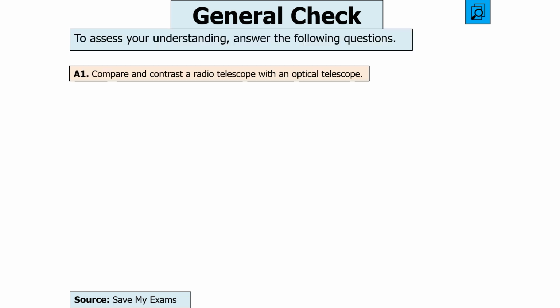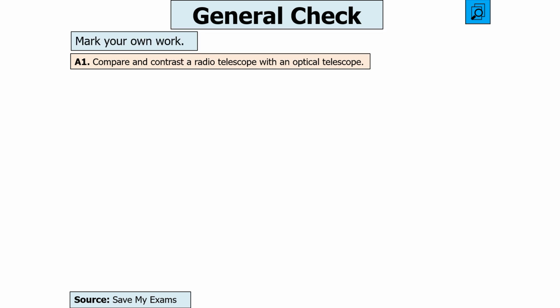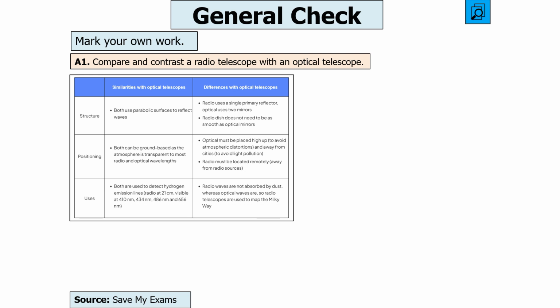The next question says, compare and contrast a radio telescope with an optical telescope. So pause the video now, then unpause the video when you want to go through your answer. Right, in this first one, what do we know? That for an optical telescope, they're similar because they both use parabolic surfaces to reflect waves, but the differences are a radio uses a single primary reflector whilst the optical uses 2 different mirrors, and a radio dish does not need to be as smooth as an optical mirror.